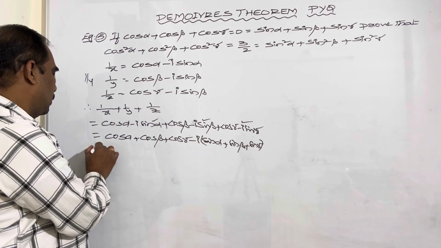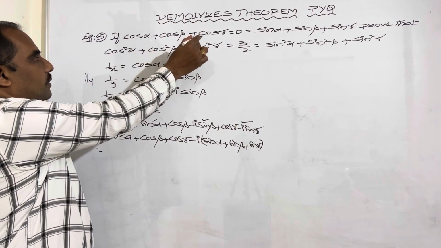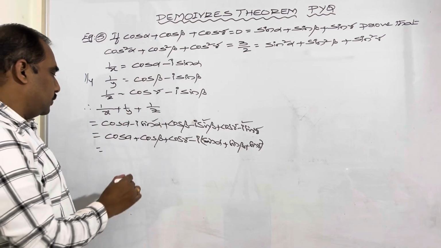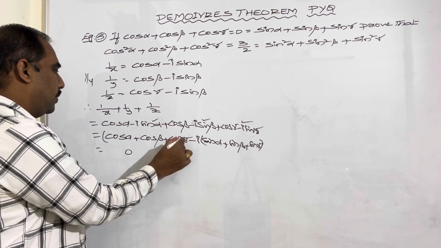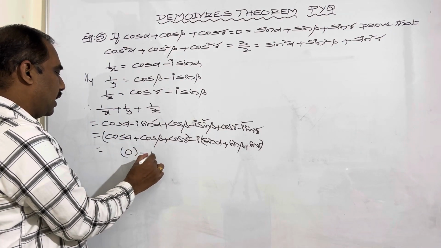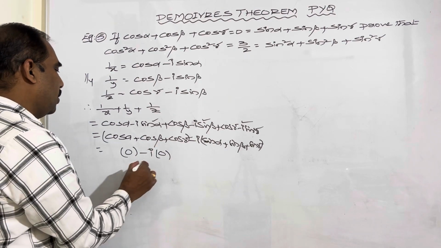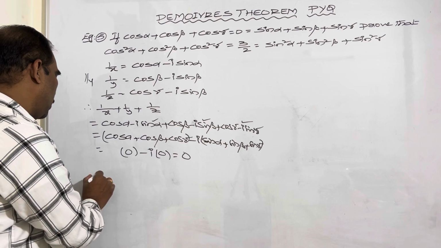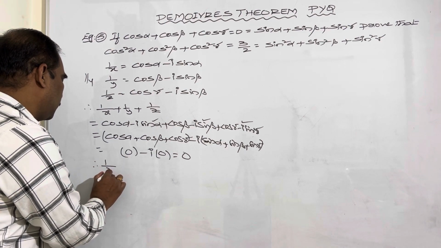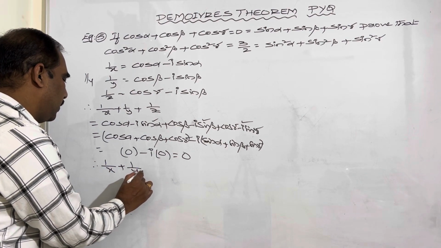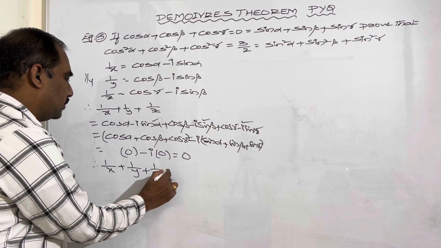Now here we already know that cos alpha plus cos beta plus cos gamma is 0. So this real part is 0, and minus i into the imaginary part is also equal to 0. Finally we get this is 0. So therefore 1 by x plus 1 by y plus 1 by z is equal to 0.